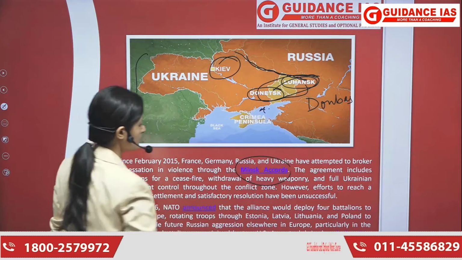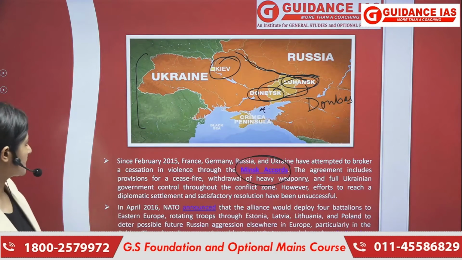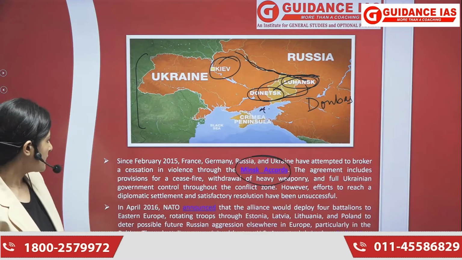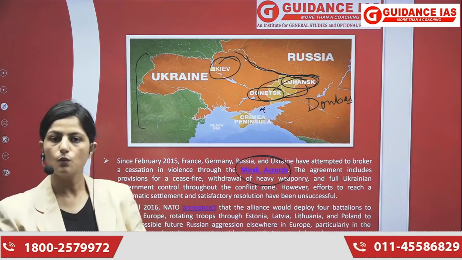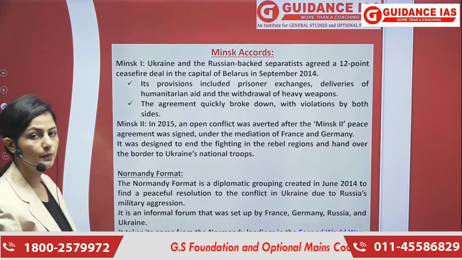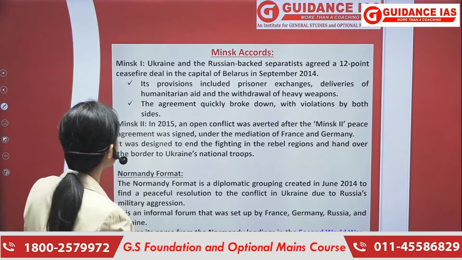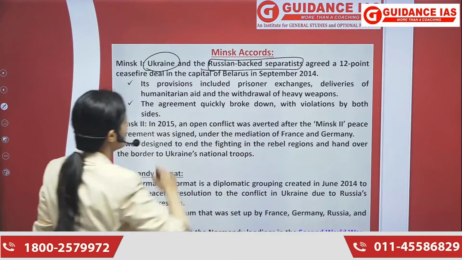I've told you that we will be reading about the Minsk agreement. So this point basically is saying that the war is happening even though both the countries signed the Minsk agreement. Now what is this Minsk agreement? Kab hua tha ye, and what was its objective? What exactly happened in the Minsk agreement? The Minsk agreement basically happened between Ukraine and Russia-backed separatists.